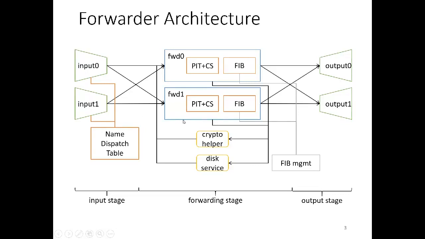In the forwarding stage, the forwarding thread implements the NDN protocol. It will process Interest, Data, and Nack packets according to the protocol. Each forwarding thread has a PIT and CS composite table, and it has the FIB. There are also crypto helper threads and disk service threads to assist the forwarding threads. In the output stage, the output thread will perform packet NDNLP fragmentation if necessary, then schedule the packets for transmission onto the Ethernet adapters.